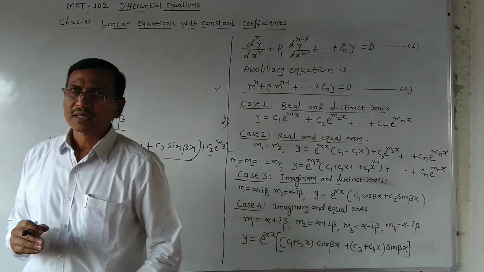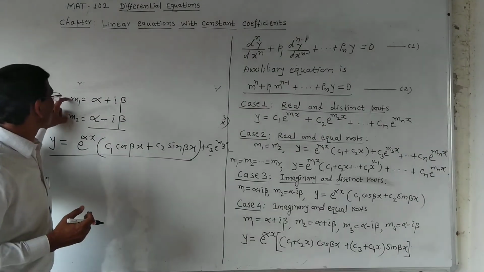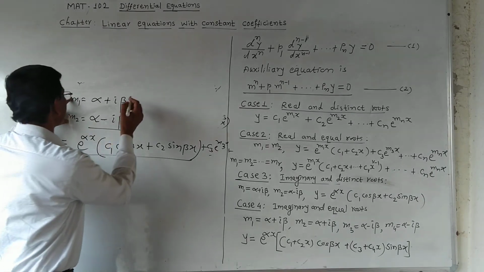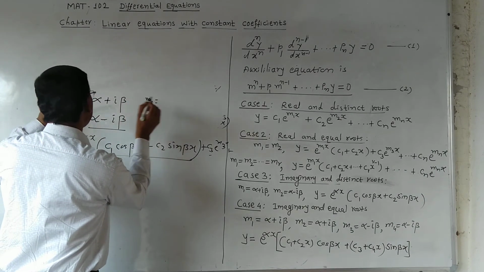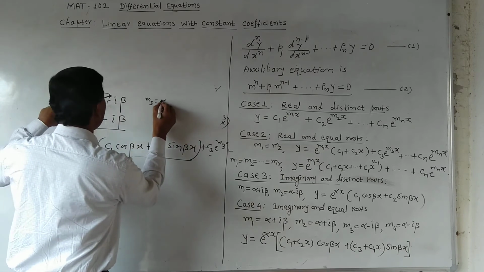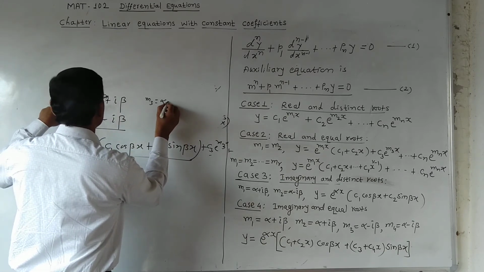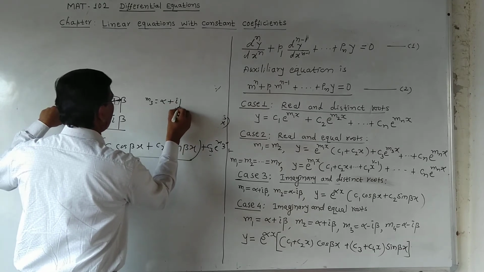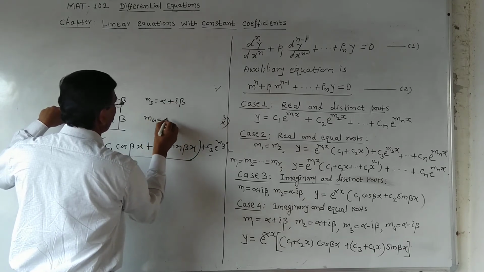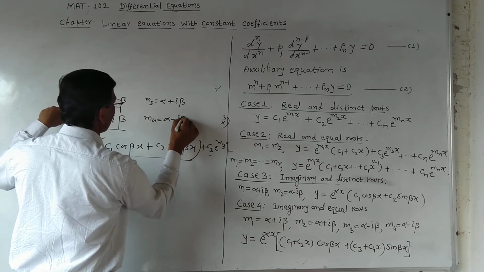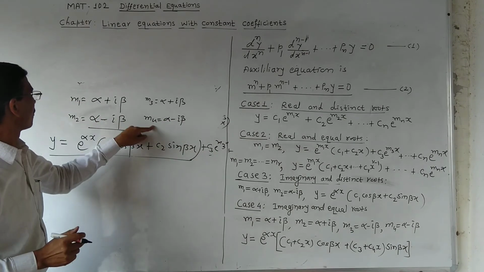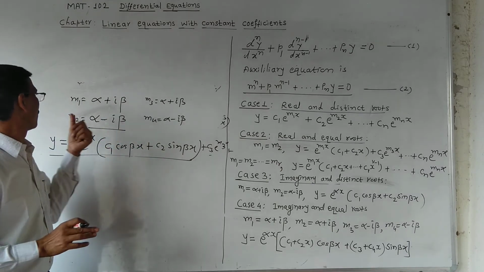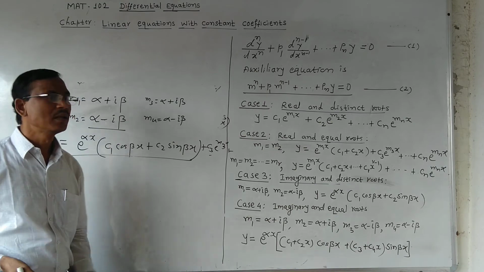There may be a possibility that these roots will be repeated, imaginary repeated or equal roots. That means m3 is alpha plus i beta, m4 is alpha minus i beta. Or you may consider these as m1, m2, m3, m4 in a similar manner.